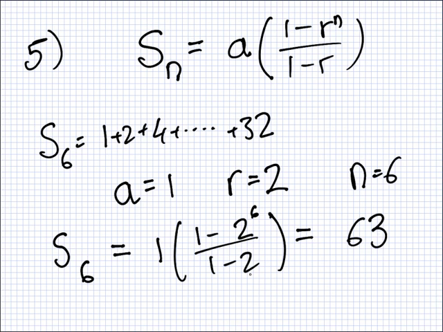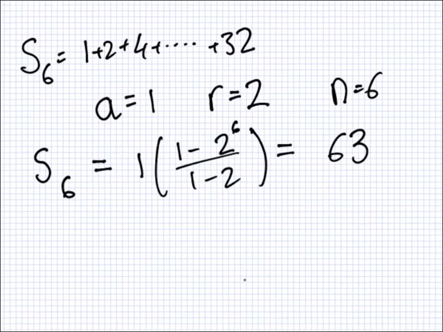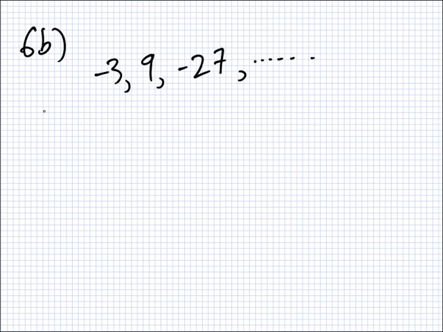I'll do 6b as an example. Okay, 6b. We have minus 3, 9, minus 27, dot, dot, dot, and I want to get Sn. Okay. Right. Harrison, what's the A? Minus 3. Good. And Abdallah, what's the r? Minus 3 as well.